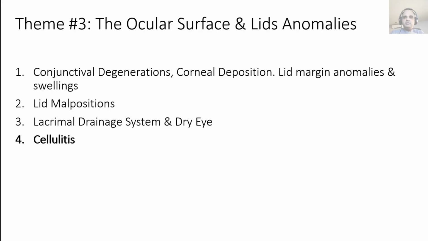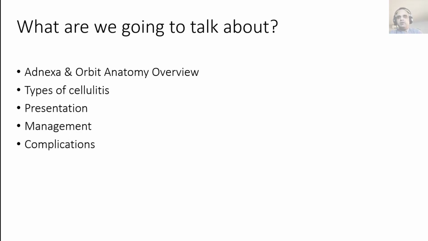Today we'll be talking about cellulitis, which is our final differential in the theme of ocular surface and lid anomalies. It is one of the more important conditions because one of the diseases that we'll study under the umbrella of cellulitis can potentially be life-threatening in addition to sight-threatening. We will be talking about the anatomy of the orbit and the adnexa, and then the types of cellulitis, how they present, how they are managed, and their complications.